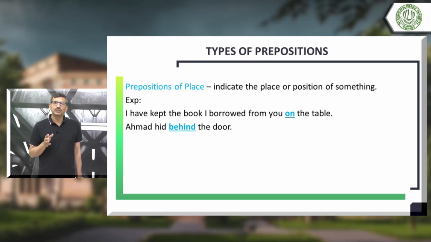Preposition of place. Prepositions of place indicate the place or position of something. For example, I have kept the book I borrowed from you on the table. Ahmed hid behind the door. On and behind are prepositions of place in these two sentences.